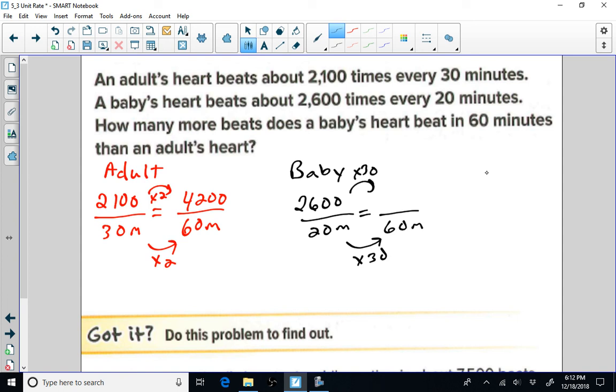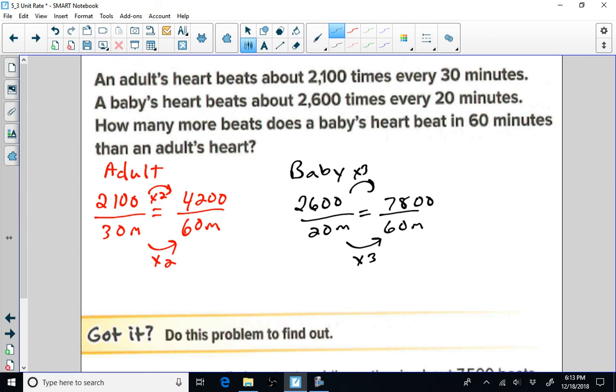Let's see. 2,600 times 30 would be 26 times 3. That's 60 and 18. That's 78. Oops. I made a little mistake because this is times 3. So to make that equivalent ratio, that's times 3, and that's going to be 7,800.